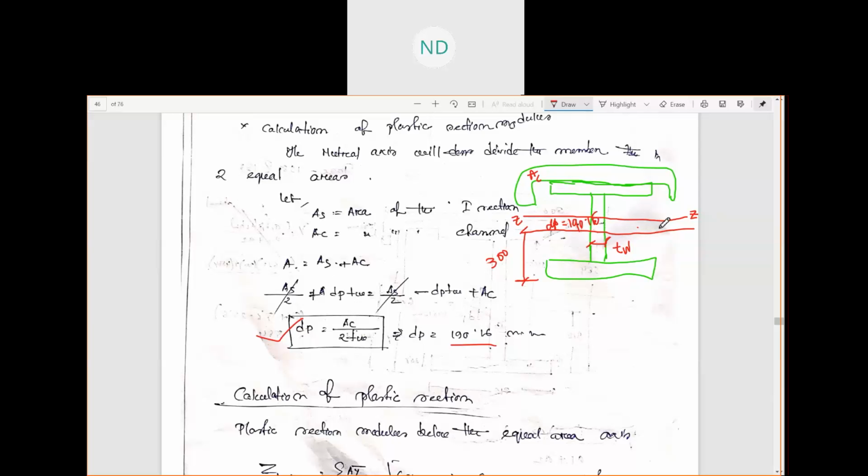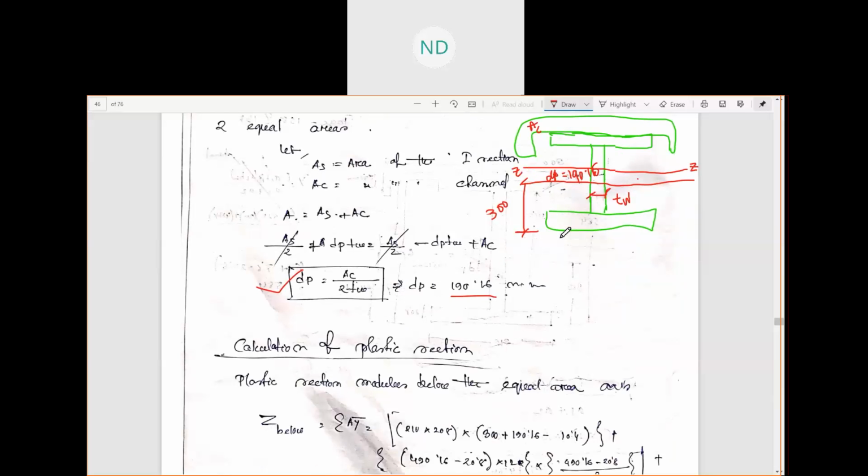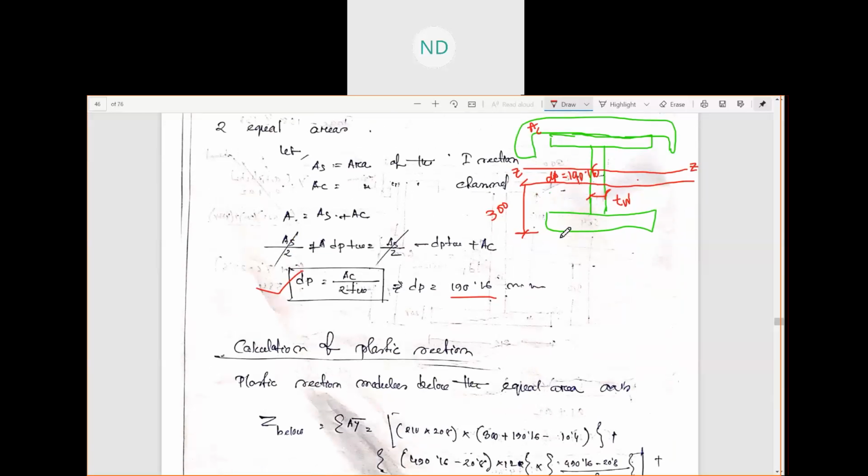So we can calculate after this, when we know this distance of the plastic section axis here of the builder member, we can go with the calculation of plastic section. Below and above this plastic section axis, the area is divided equally. Above and below it, the entire area of the builder member is divided equally.